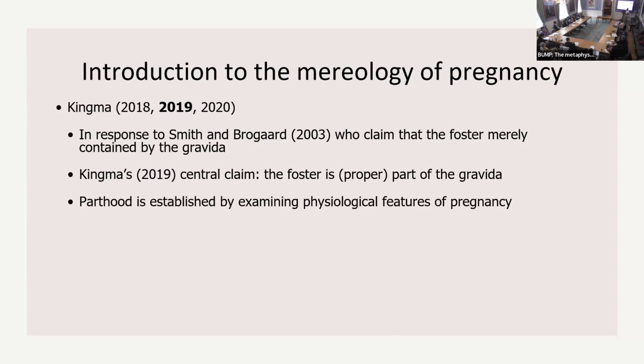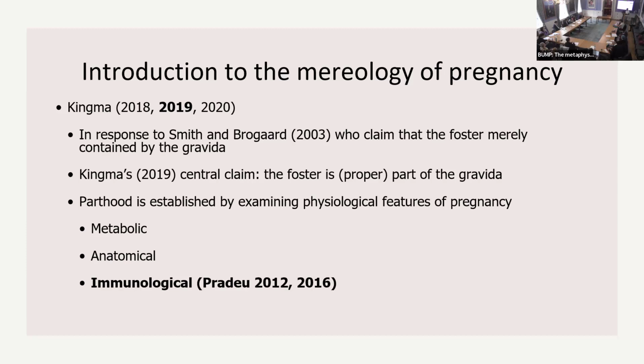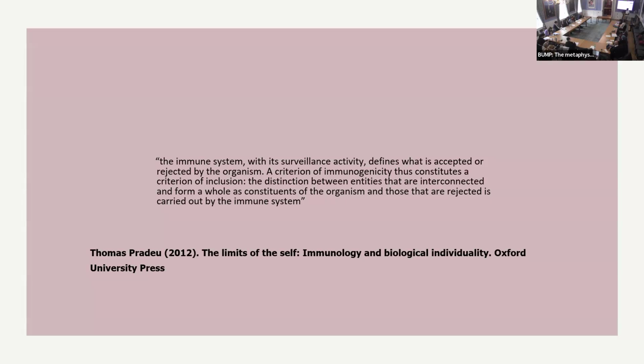And Kingma establishes her parthood claim by examining the physiological features of pregnancy. Specifically, she looks at the metabolism, the anatomical relations between foster and gravida, and the immunology of pregnancy. And the immunological model that she uses comes from Thomas Pradeu, mainly set out in a book in 2012, but also in subsequent papers, notably one in 2016. And in that, Pradeu argues that the immune system with its surveillance activity defines what is accepted or rejected by the organism. A criterion of immunogenicity thus constitutes a criterion of inclusion: the distinction between entities that are interconnected and form a whole as constituents of the organism, and those that are rejected, is carried out by the immune system.